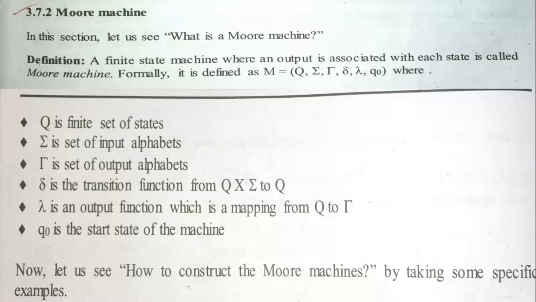Like Q × Σ → Q. If you're feeding any alphabet to a particular state, it will provide some return value, and that is represented using delta exactly. Then what do we use lambda for? Output functions exactly. The output functions also we need to decide here, because as we discussed in the previous Mealy machine, we design two different transition tables, one for delta and one for lambda. Like that, here also we need to design. That's why we use lambda.